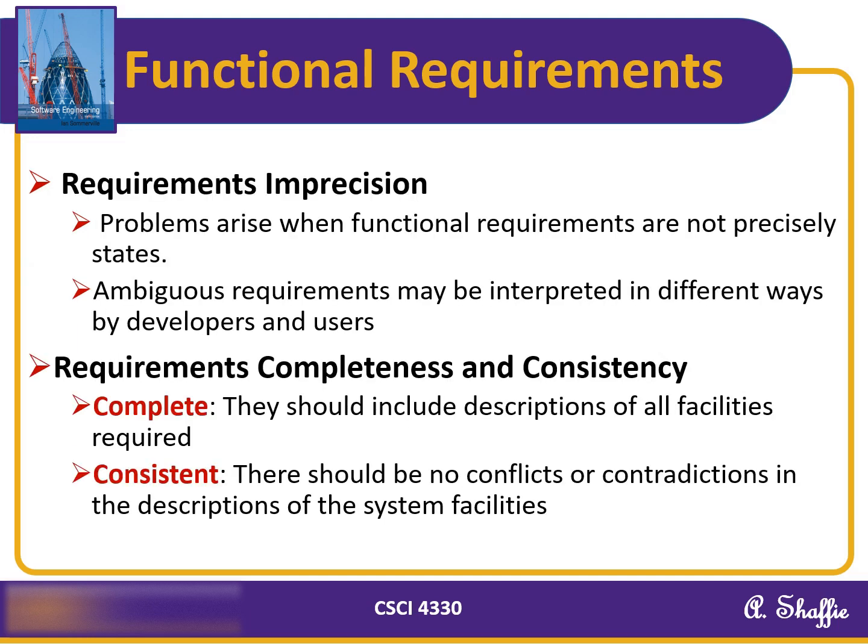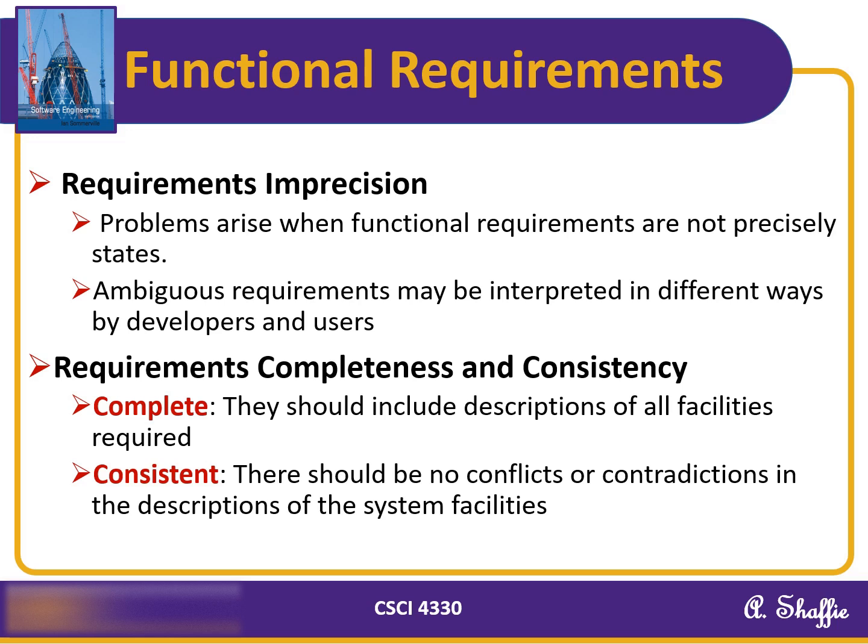In this slide, I have two points, one to avoid and one to follow. The one to avoid is requirements imprecision. Requirements imprecision is a problem that arises when functional requirements are not precisely stated or when there is a contradiction between some of these requirements. These ambiguous requirements may be interpreted in different ways by the developer and by the user.